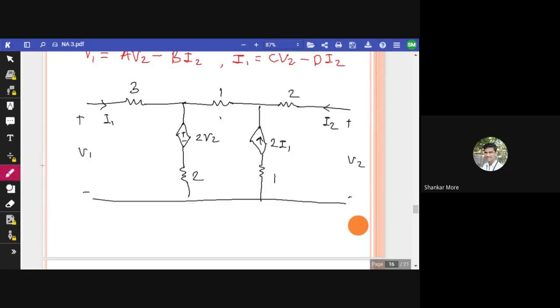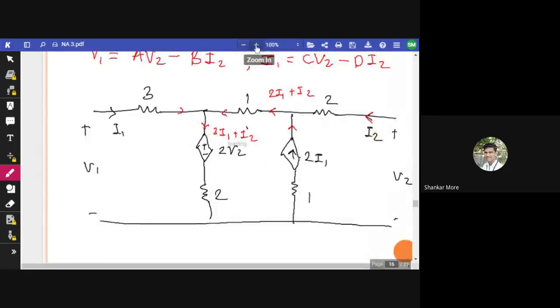See, current I1 is flowing here, current I2 is flowing in this branch, and current 2I1 is coming from this branch, right? So what can be the current in this branch? It should be 2I1 plus I2, right? Now I1 is coming from here, and 2I1 plus I2 is coming from here. So what should be the current through this branch? It should be 3I1 plus I2. I hope it is visible to you. Otherwise, I will just zoom in.